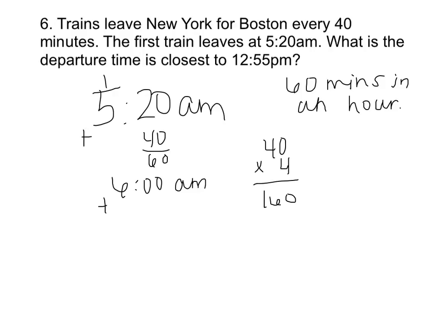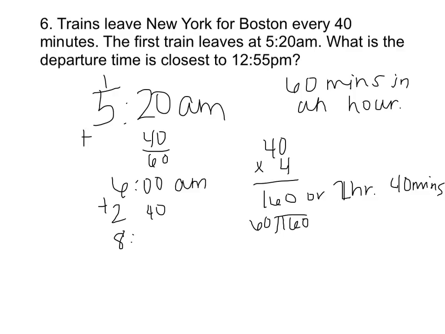160 minutes, or 2 hours and 40 minutes. How I figured that out is I did 160 divided by 60. 60 will go into there twice at 120. I'm left with 40 minutes left over. So let's add 2 hours and 40 minutes. So I would get to 8:40 a.m.